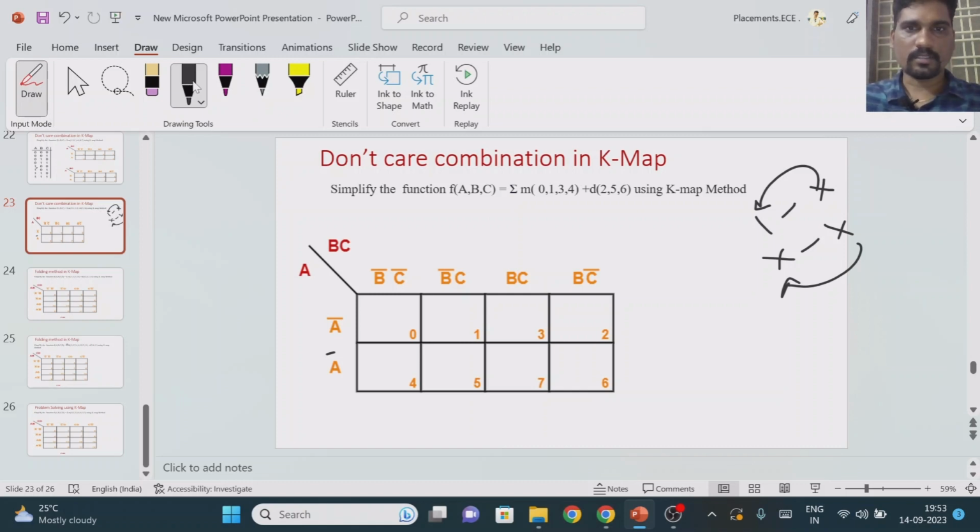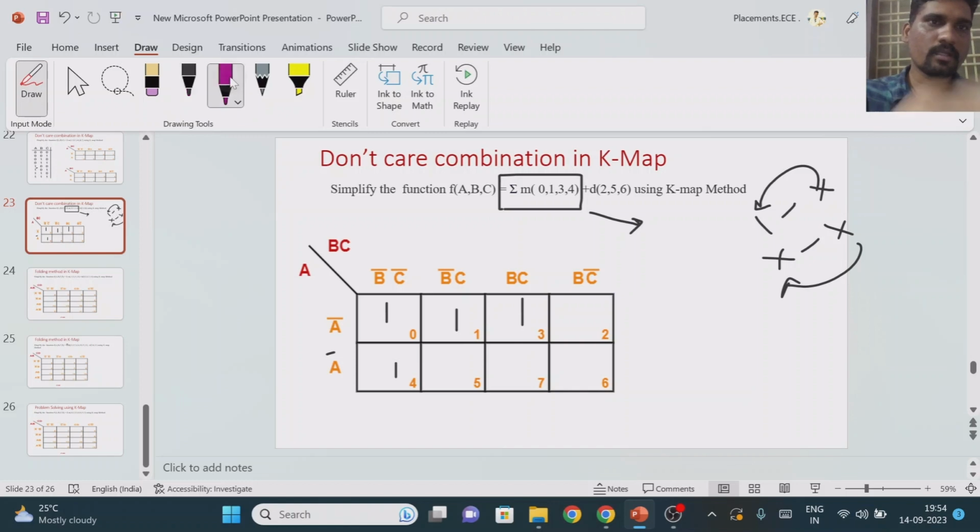The question is something like this. Minterm means SOP function, so minterms of 0, 1, 3, 4 is nothing but the normal SOP function. And this is the don't care combination of the SOP function. First we will plot the normal SOP function, then we can include the don't care combination. The values given for minterms other than the don't cares are 0, 1, 3, 4. SOP means plotting the 1s into the K-map, so 0, 1, 3, 4, that's it.